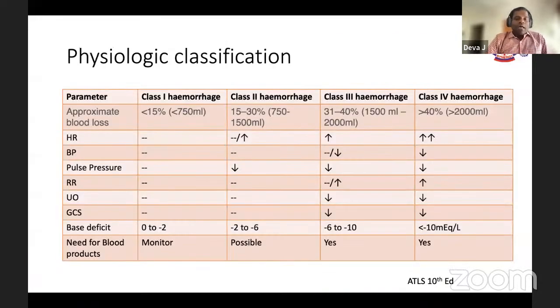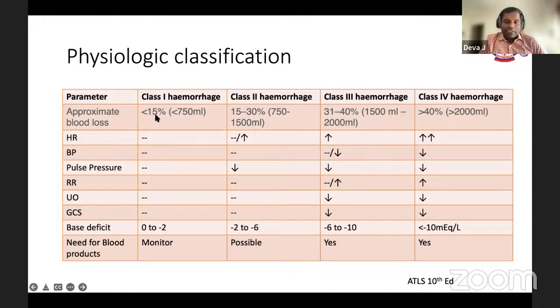Right. This is an academic, theoretical, and physiological classification of hemorrhagic shock. Hemorrhagic shock is divided into class 1, class 2, class 3, and class 4, depending upon the amount of blood lost. If it is less than 750 ml, then it's class 1. 750 to 1500 ml is class 2. 1500 to 2 liters is class 3. More than 2 liters is class 4.